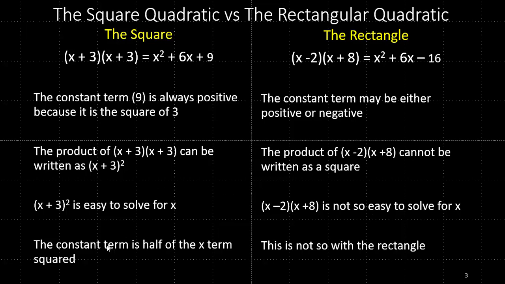And finally, and very critical to us whenever we're trying to complete the square, is that this constant term in a square quadratic equation is always half of the middle term, divided by 2, and that number squared. So 6 divided by 2 is 3, and 3 squared gives us 9. That's always true for a square quadratic equation, and that's definitely not the case for a rectangular equation.